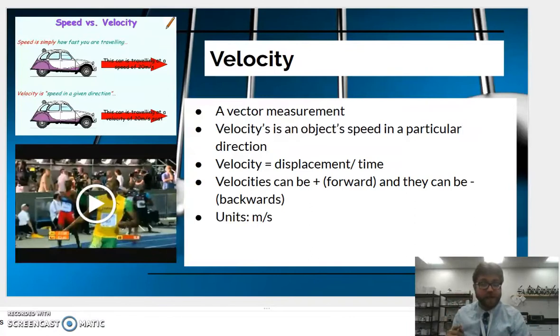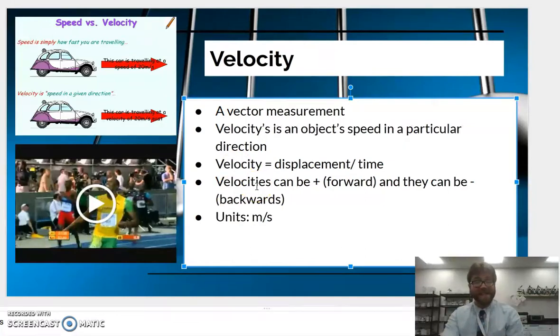Remember, a vector means it is a measurement that has both direction and a magnitude. How much? Velocity has both of those things. So velocity is an object's speed in a particular direction. The way we calculate that is to find the displacement and divide that displacement by time. So velocity is equal to those two things divided.